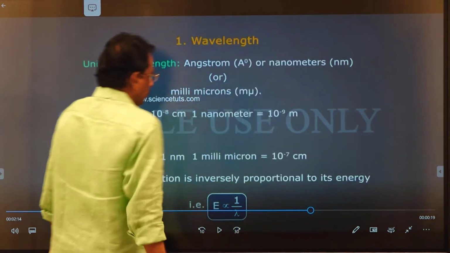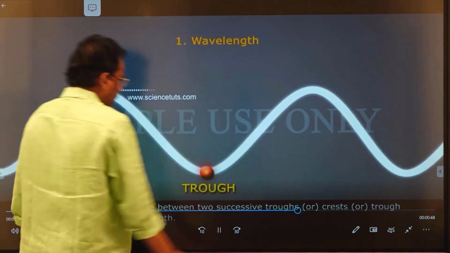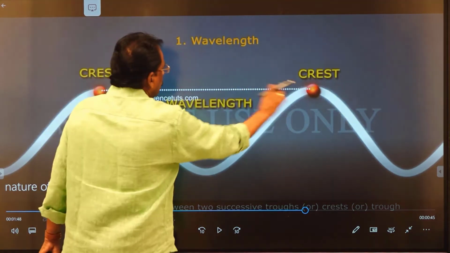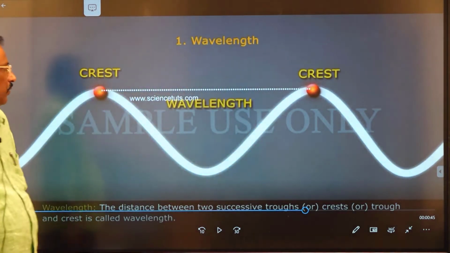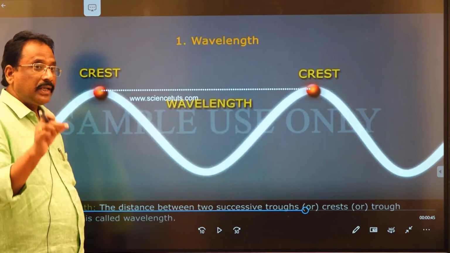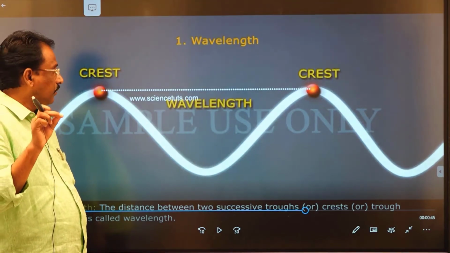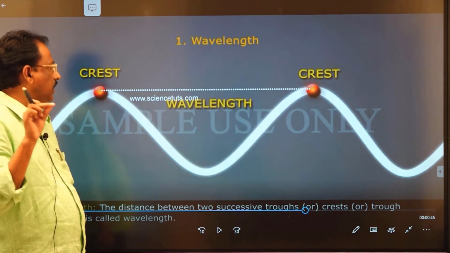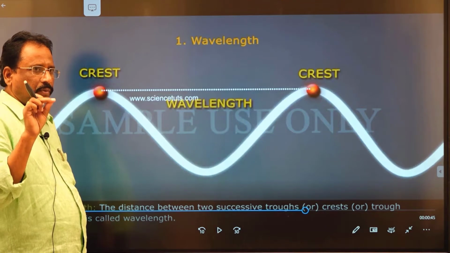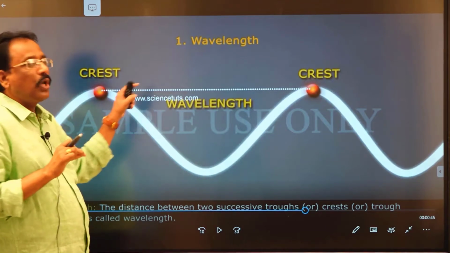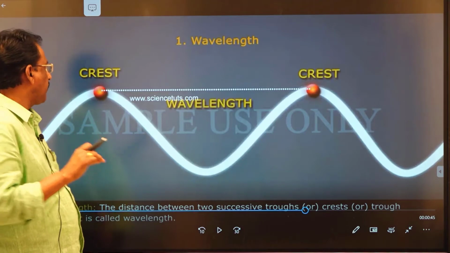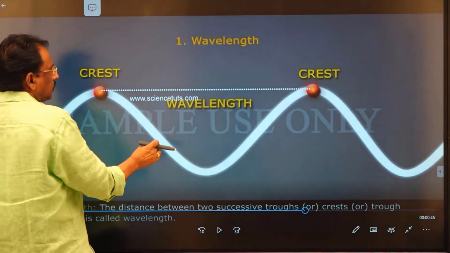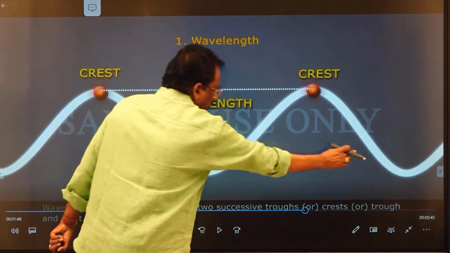Now this is the representation of the wavelength. This is known as wavelength. The distance between two nearest crests is known as wavelength. Now this is about the various characteristic properties of wave motion of electromagnetic radiation. One of the very important characteristic properties of wave motion is wavelength. Wavelength is defined as the distance between two nearest crests or the distance between two nearest troughs.